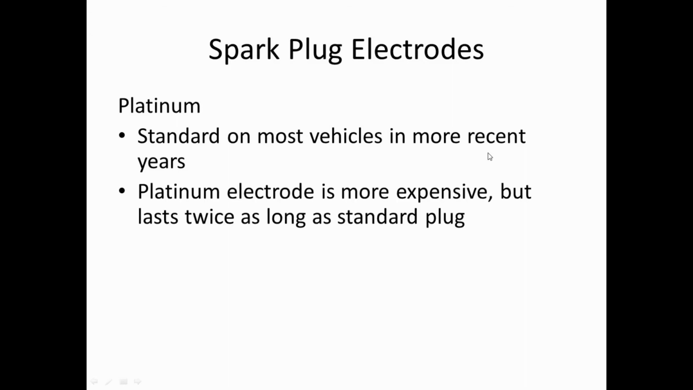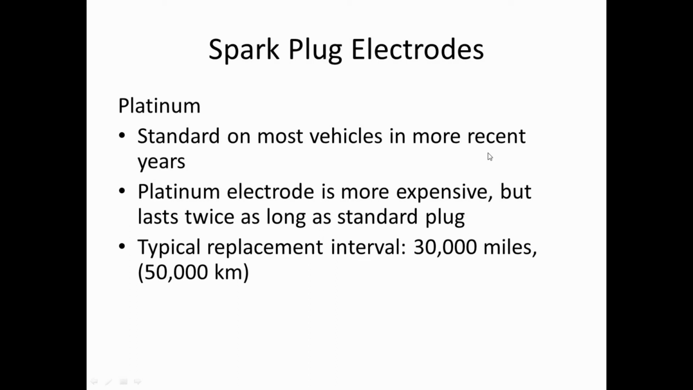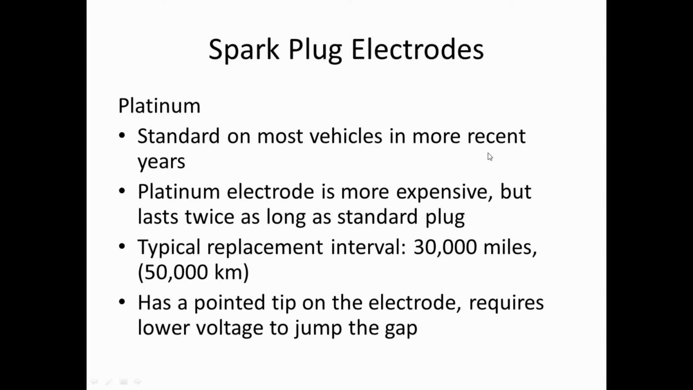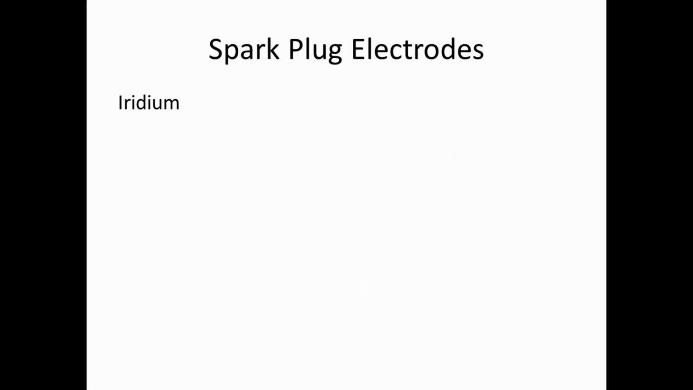Platinum electrode is more expensive, but it lasts roughly twice as long as a standard plug. So, again, kind of the same bang for the buck as a copper one, but you have to replace it half as often. So if you're doing your own work, it's less of a pain in the neck, and if somebody else is doing your work, it actually saves you a lot of money. So your typical replacement interval is 30,000 miles, or about 50,000 kilometers. And it's got a very pointed tip on the electrode, which requires actually a lower voltage to jump the gap.